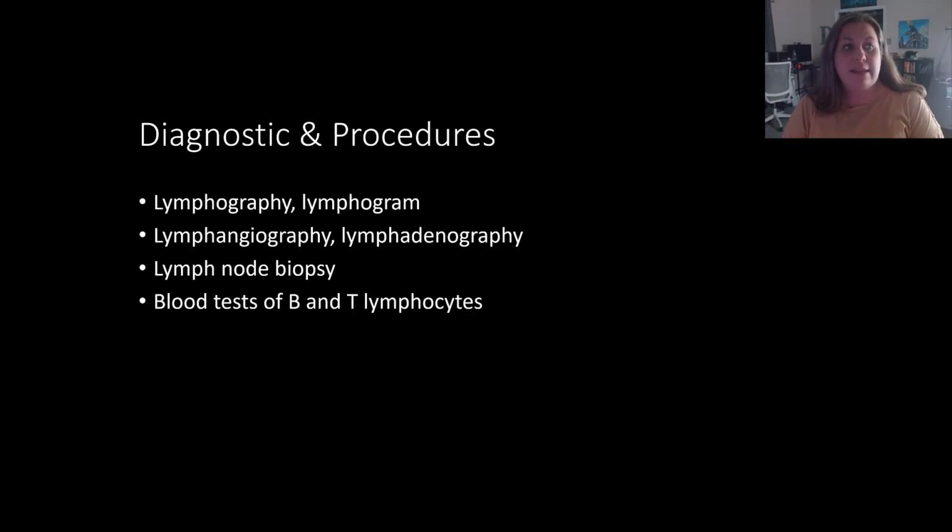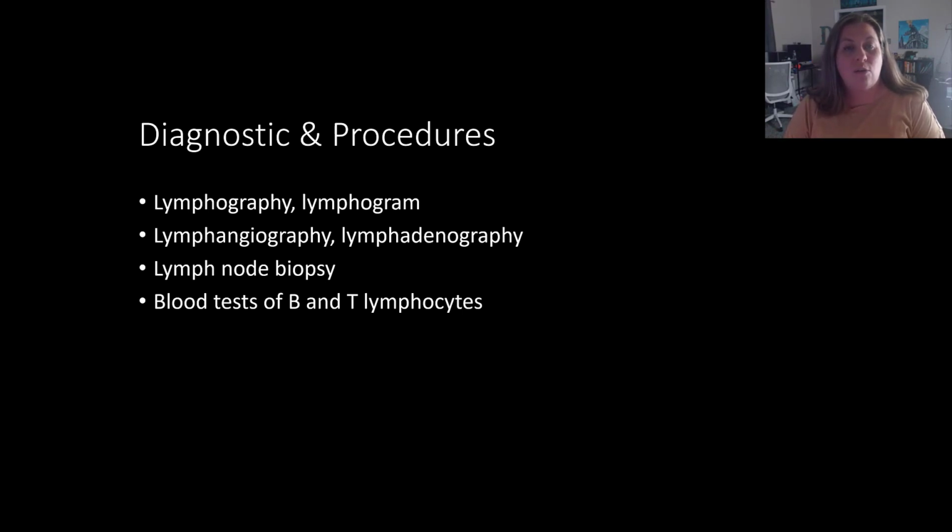Some diagnostic tests and procedures that come into play when we're talking about the lymphatic system are things like lymphography and lymphogram. The lymphatic channels and lymph nodes can be x-rayed, and they do this after an injection of, a lot of times, a radioactive contrast material into the lymph vessels, and this is what gives them a better picture. So the lymphography is the actual procedure, and the lymphogram is the picture they get. We can also do a lymphangiography. When we do a lymphangiography, we are looking at the lymph vessels specifically.